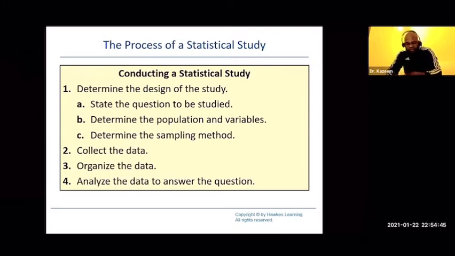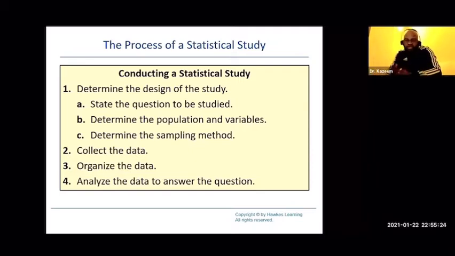Number one here means we should determine the design of the study. Whatever we want to do, we need to plan adequately. So the necessary machinery that we're going to put in place is what we call figuring out the design of the study. The design of the study includes stating the question that we want to study. Then you need to determine the population and variables.